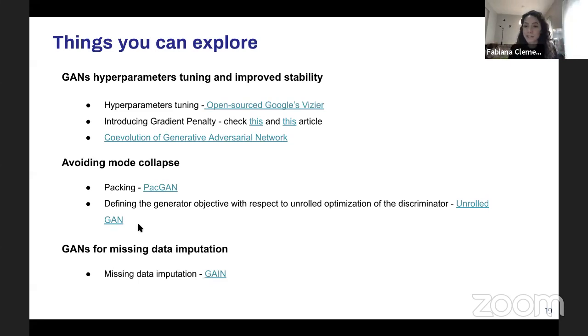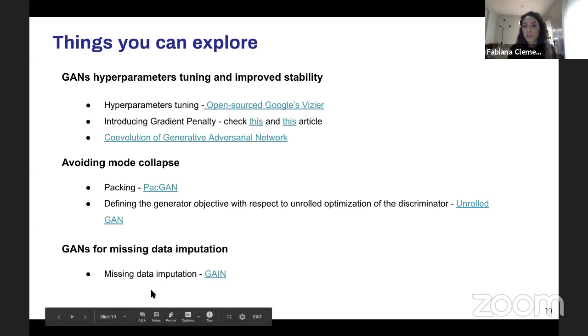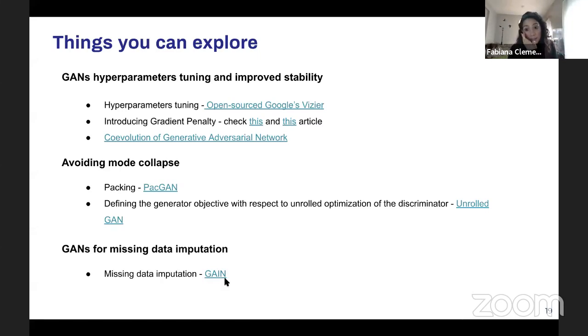If, again, you are curious enough, GANs are not only used to generate synthetic data as a whole, they can also be used to impute missing values. You have here one article about it as well, which is the GAIN. This is a specific GAN architecture to impute missing values. There are other interesting topics around GANs that can be explored. A lot of things are still being explored regarding these nets, and every day new articles are published about this topic.